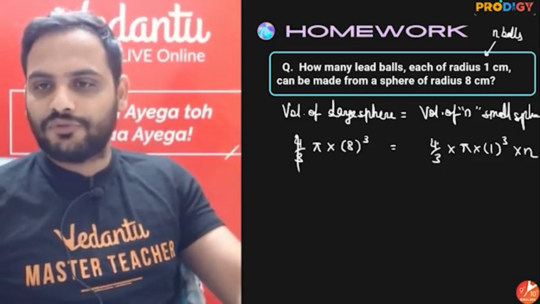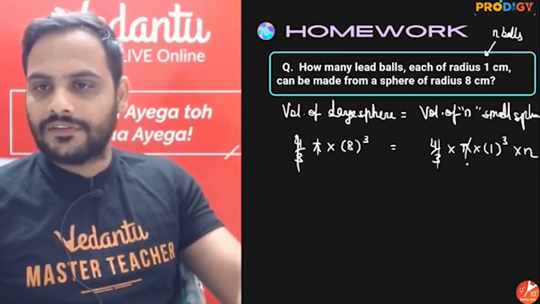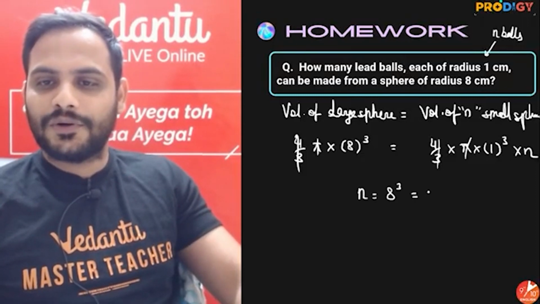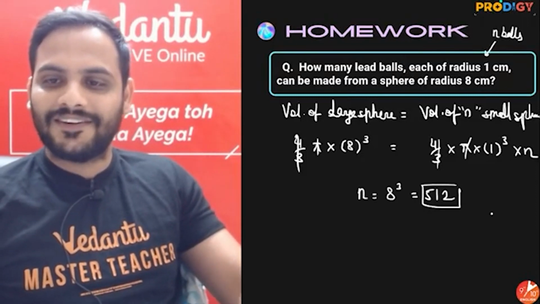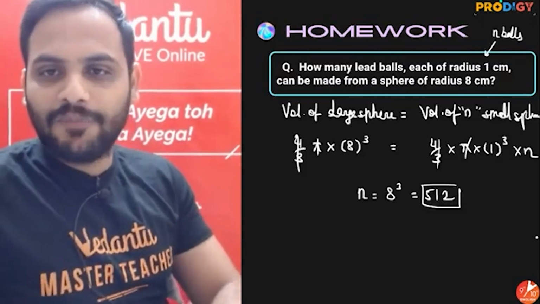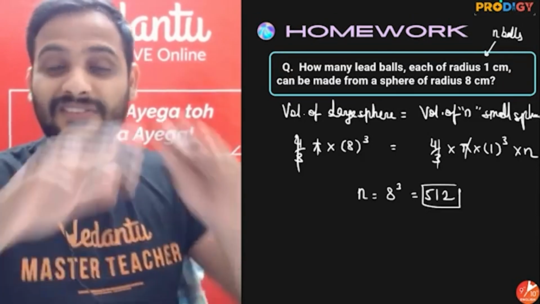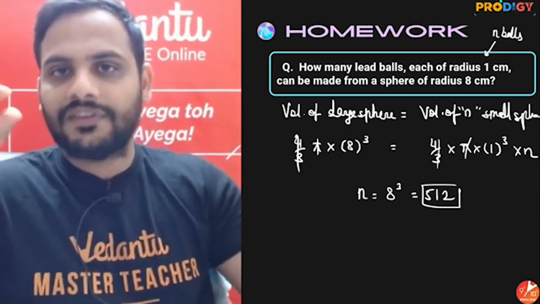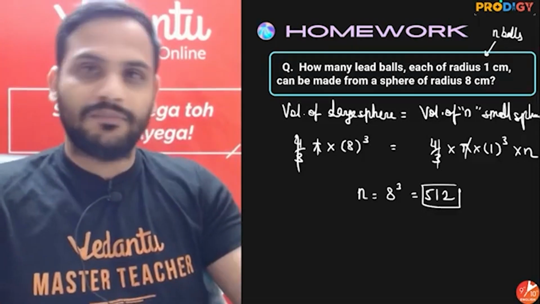Now 4 by 3 cancels, pi cancels, and 1 cube is 1 only. You get n equal to 8 cube, which is equal to 512. So the number of balls of radius 1 centimeter which we can make from this large ball of radius 8 centimeter will be 512 balls.